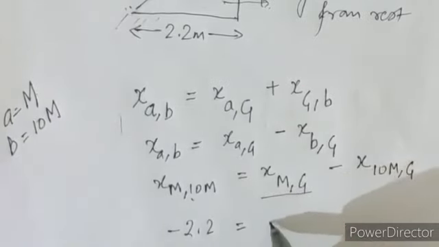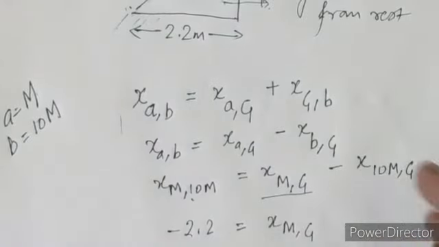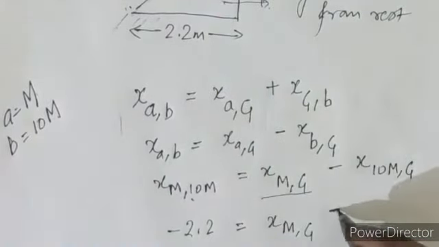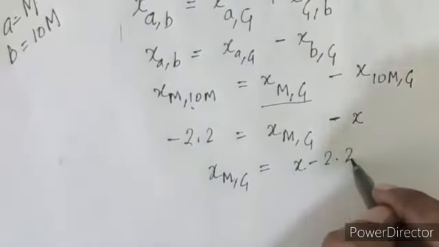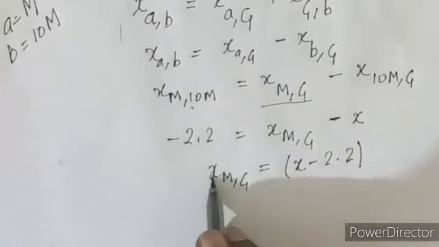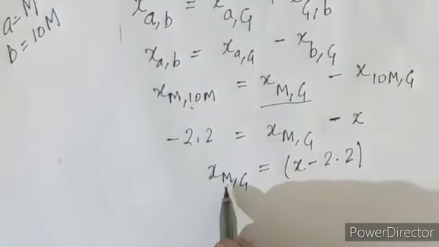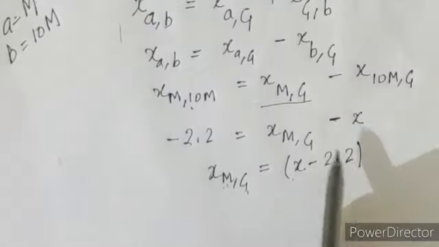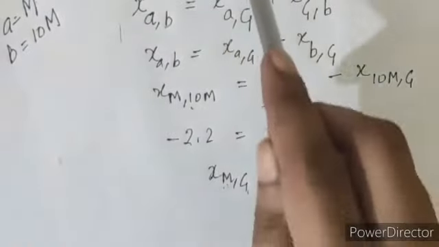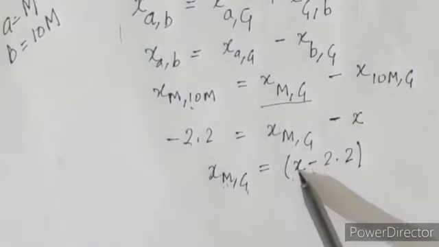Now we want to calculate this value, so we will keep it like this, and say the 10m with respect to ground has moved forward by a certain distance, say x. So the position of m with respect to ground will be x minus 2.2. This will be the position of the smaller mass m with respect to ground, if 10m has moved forward by x in the positive x direction.